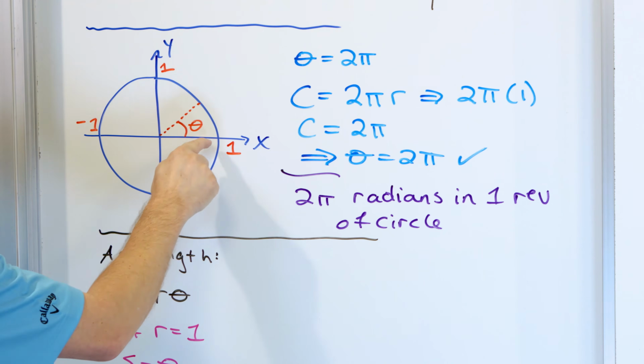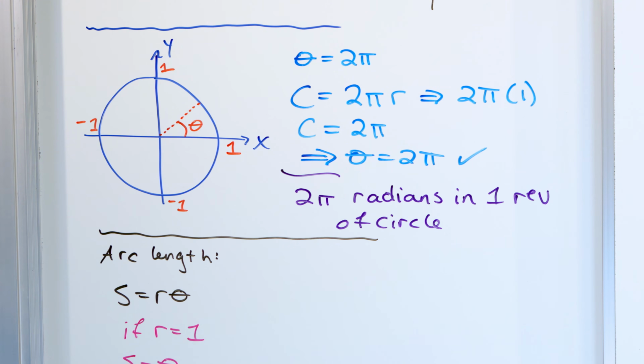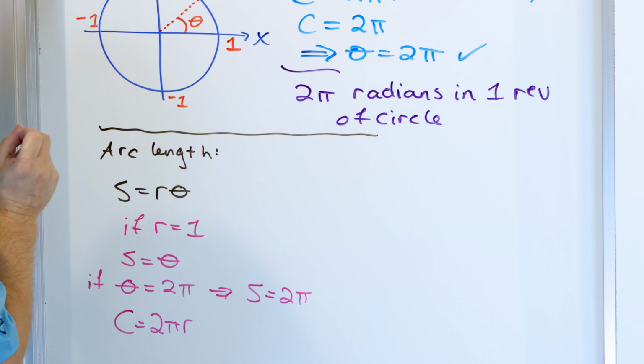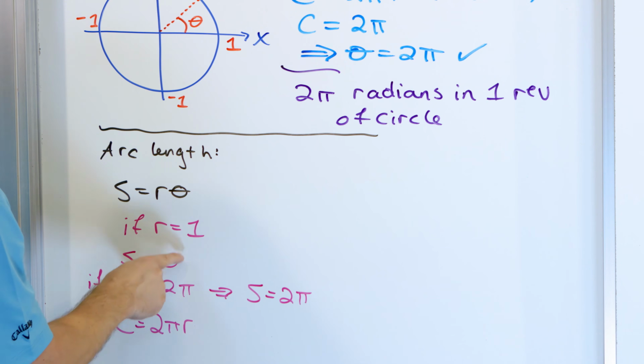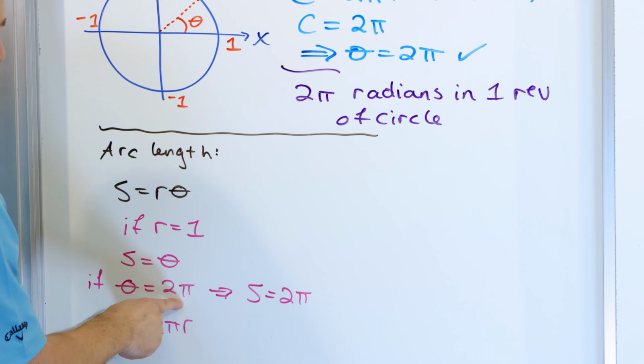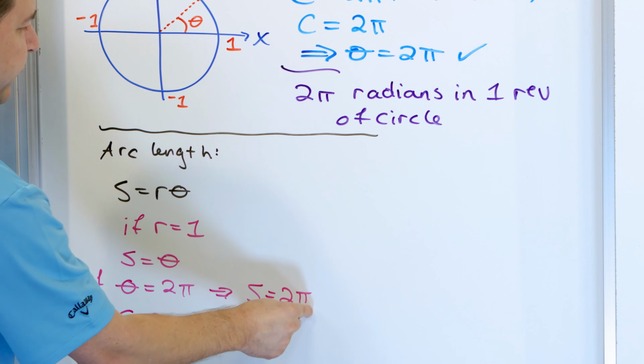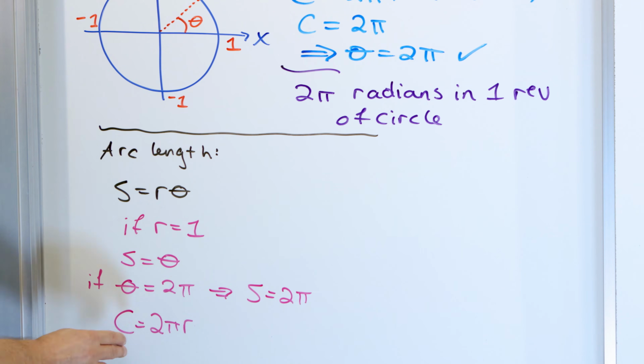So the arc length is a portion of the circumference, essentially. And if you take as a check that when the radius is 1 and you walk all the way around, you figure out that the arc length is telling you the distance is 2 pi, which is exactly what the circumference of a circle formula tells you.